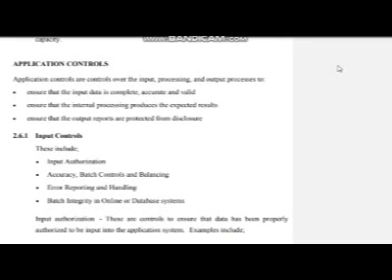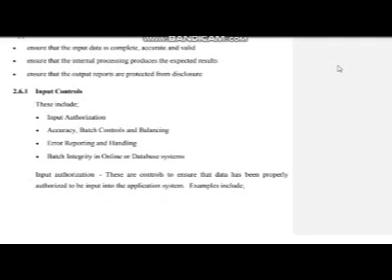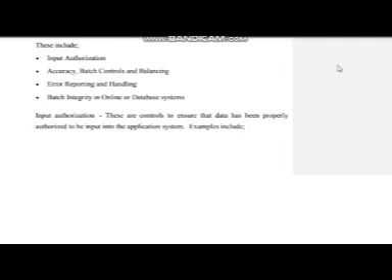Input control. This includes input authorization, accuracy, batch control and balancing, error reporting and handling, batch integrity in online or database system. Input authorization. These are controls to ensure that data has been properly authorized to be input into the application system. Examples include username, password, signature on batch forms.